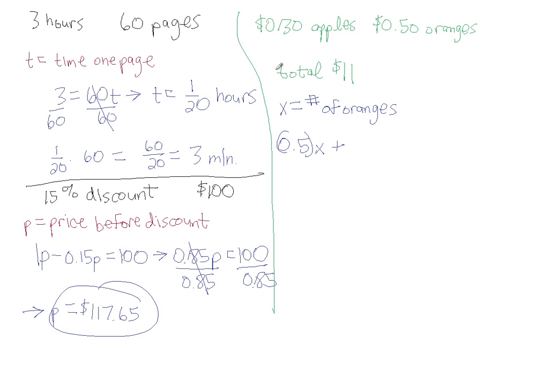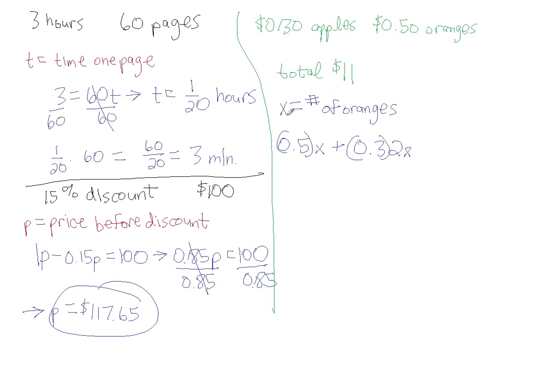Now we want to know the price of apples. So the price of an apple is 0.30, or 0.3, times the number of apples. Well, how many apples do we have? We have twice as many apples as oranges. So we have 2x apples.